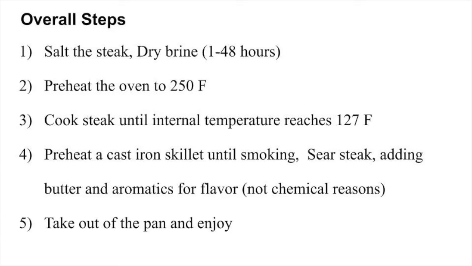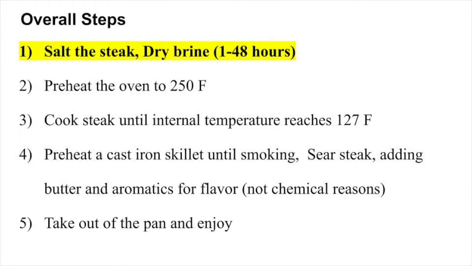Just to give you a general overview of the process, here are the major steps I will be doing. 1. Salt the steak and dry brine for 1 to 48 hours. 2. Preheat the oven to 250. 3. Cook the steak until the internal temperature reaches 127 degrees Fahrenheit. 4. Preheat a cast iron skillet until smoking. Sear the steak, adding butter and aromatics for flavor, not for chemical reasons. Take out of the pan and enjoy.